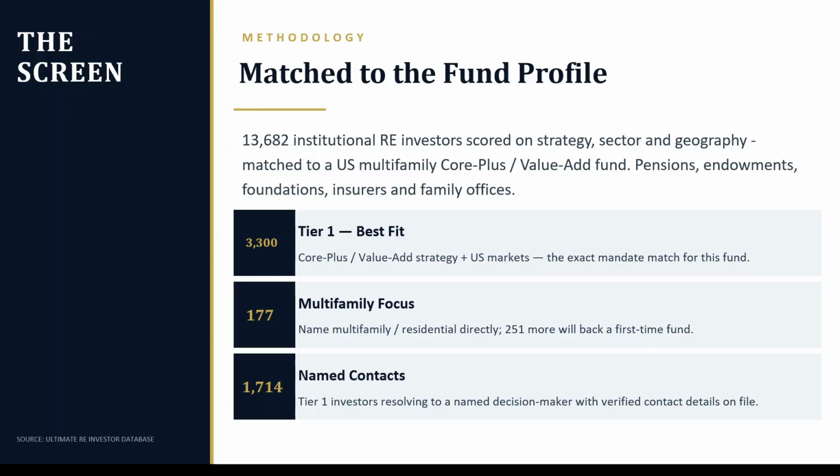Now, pensions, endowments, foundations, insurers, and family offices make up a large amount of this group. Again, it's global. So how did it work out? Tier 1, the best fit, was about 3,300 firms that have identified themselves as interested in core plus value add strategy and U.S. markets. That's the exact mandate match for this fund. So again, 3,300 out of 13,000.